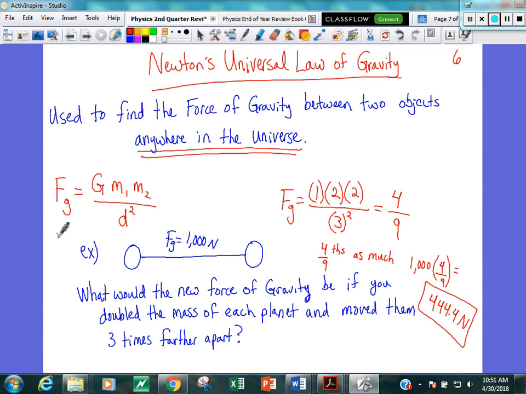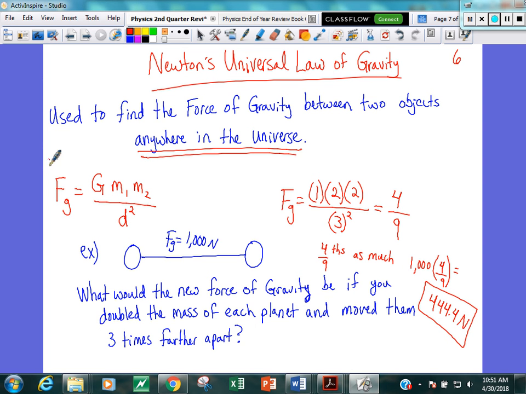Okay, then I've got an example question, and here's what I would ask on my final exam. Something like this. If I've got two planets here, this is planet number 1 and this is planet number 2, and I say that there's a force of gravity between them of 1,000 newtons right now. But then let's say we change things a little bit. What would the new force of gravity be if you doubled the mass of each planet, and then you move them 3 times farther apart than what they are currently? How would you answer this question?